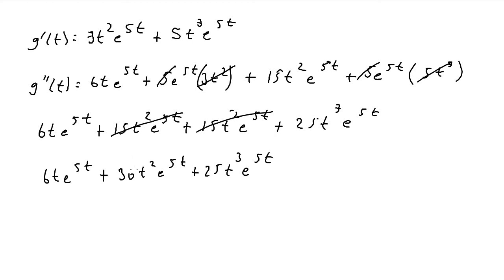Now if I want to, for my final answer, I can go ahead and factor out t times e to the 5t. So then we'll get 6 plus 30t. So go ahead and rewrite that. 6 plus 30t, and then plus 25t squared. And that's going to be the final answer for g double prime of t.